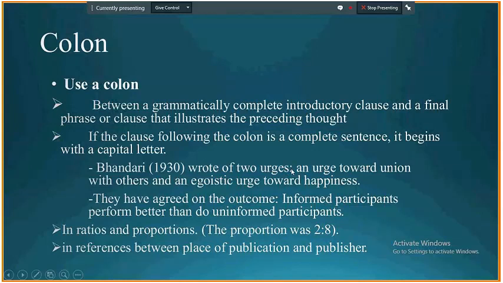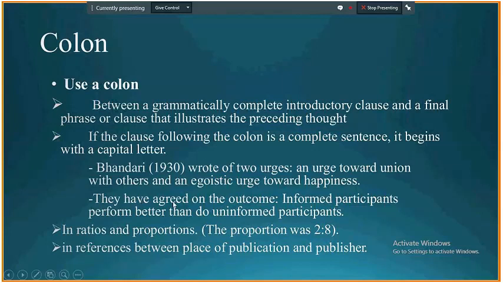After the text, which helps complete the total meaning of the first preceding clause, in that case we use a colon. And similarly, they have agreed on the outcome, colon, informed participants perform better than do uninformed participants.